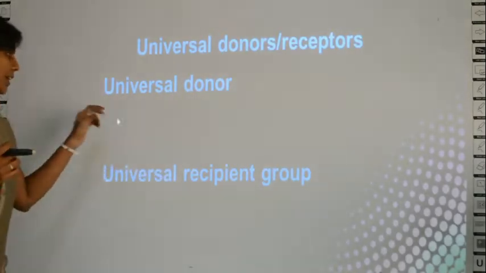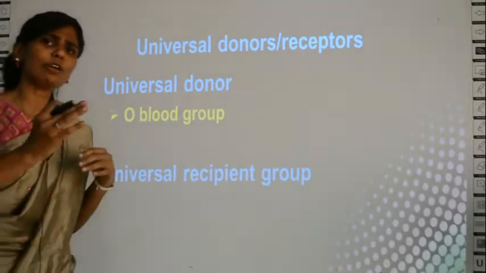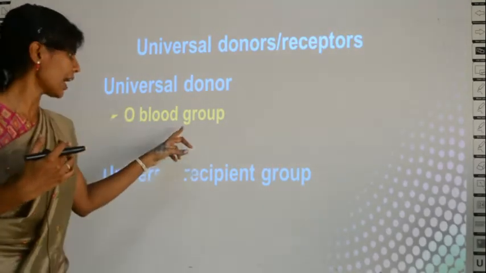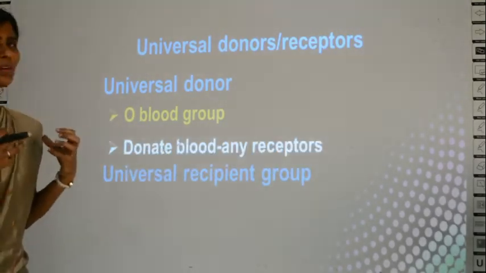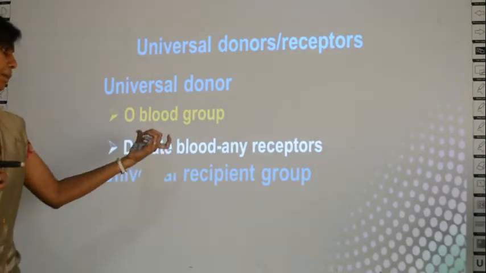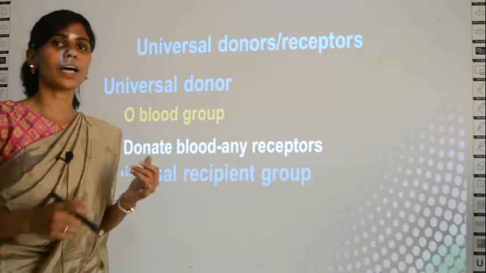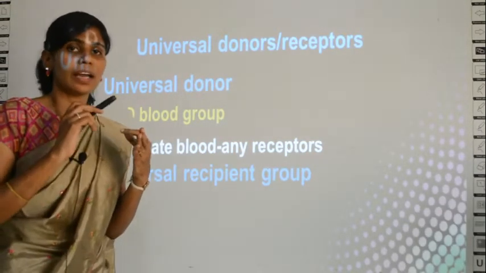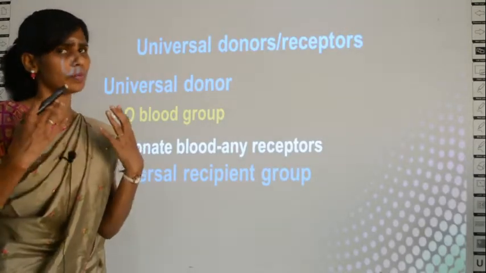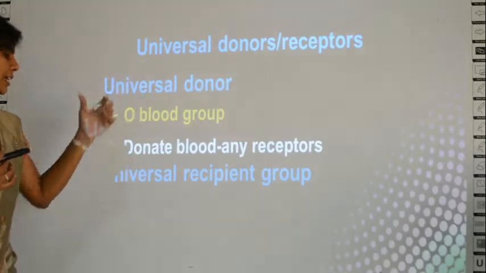Who is that? Already in the chart we have studied, no? O blood group people can give blood to everyone and they are called universal donors. Who is universal donor? O blood group people, because they can donate their blood to any receptors, either A, B, AB and O blood group people. So they are called universal donors.